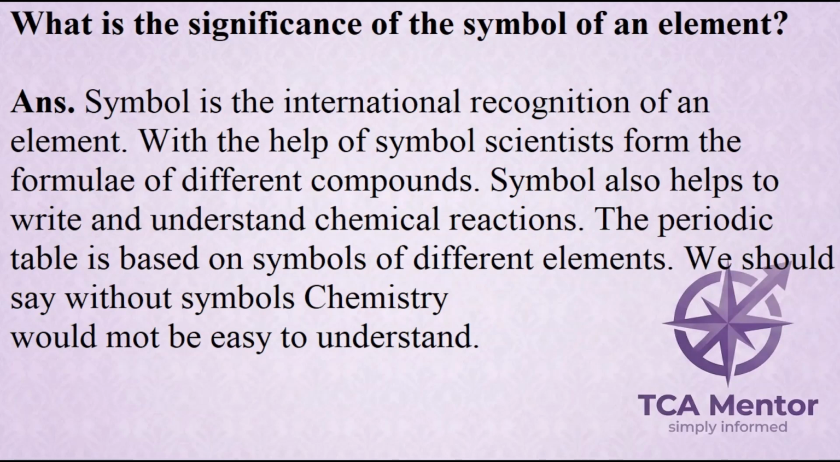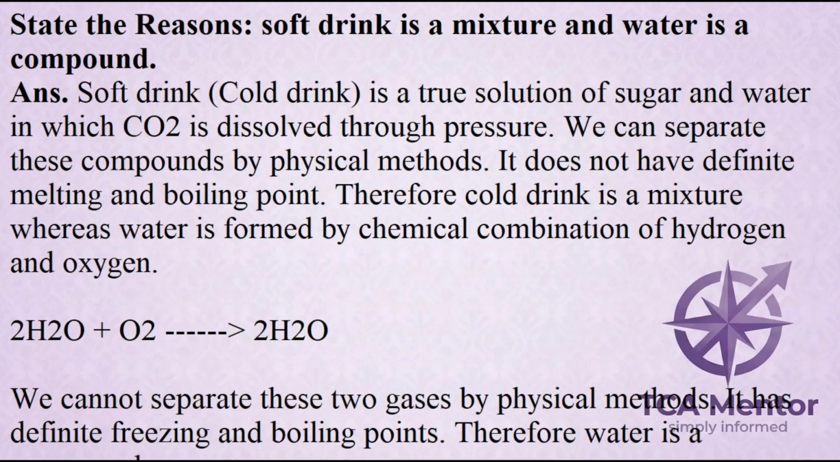What is the significance of the symbol of an element? Answer: Symbol is the international recognition of an element. With the help of symbols, scientists form the formulae of different compounds. Symbols also help to write and understand chemical reactions. The periodic table is based on symbols of different elements. We should say without symbols chemistry would not be easy to understand.